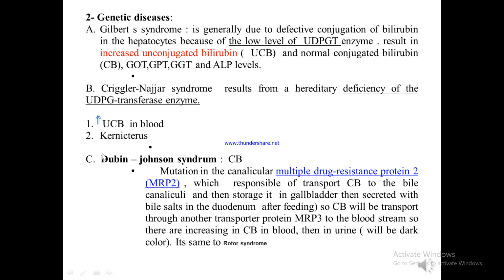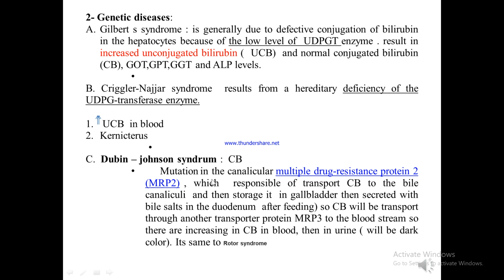Okay, the third type of genetic disease is different from the first two types, Gilbert and Crigler-Najjar syndrome. The defect in Dubin-Johnson syndrome is not in the step converting unconjugated bilirubin to conjugated bilirubin; that is normal and there is no abnormality at this point. The abnormality is in the transporting of conjugated bilirubin to the bile duct by the biliary system.